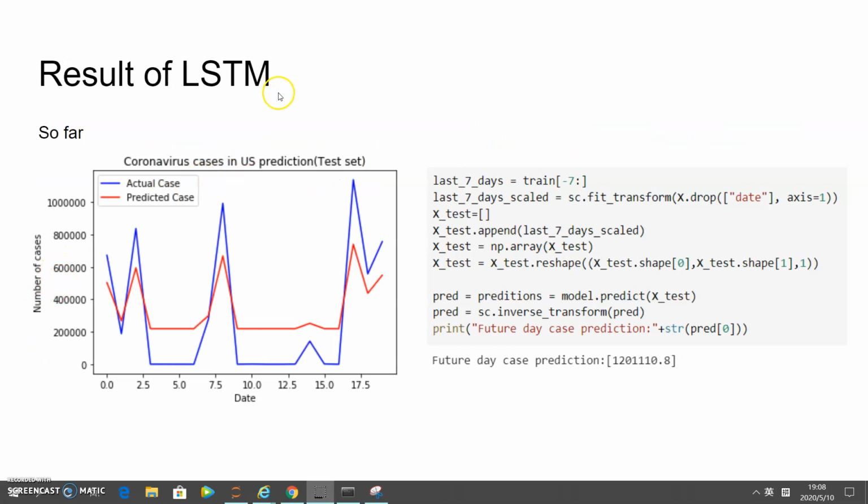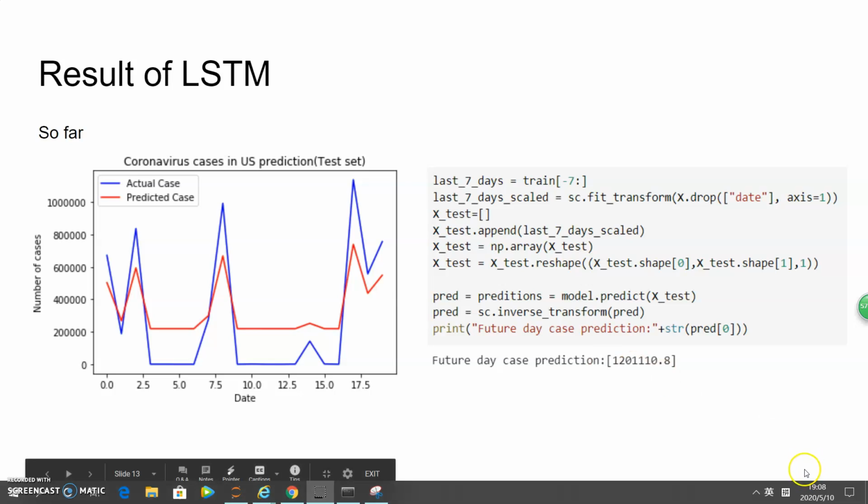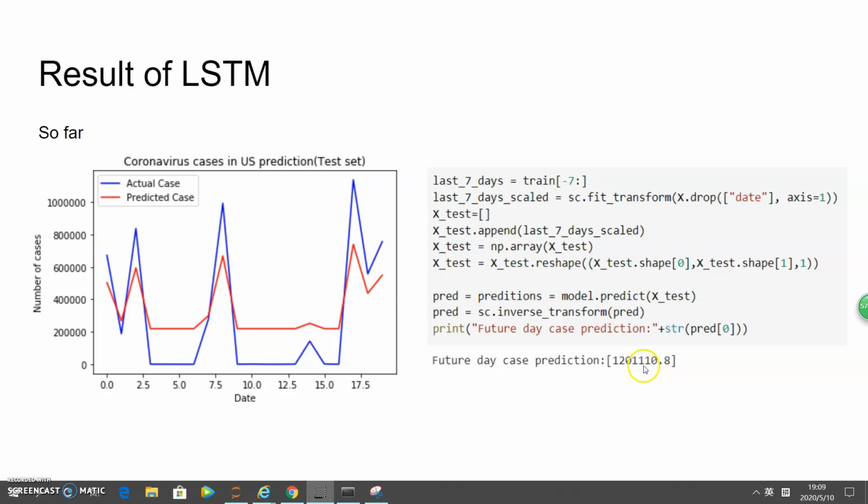For the result of LSTM, so far we get the model. Our model is overfitting. We input the last 7 days of data to predict the next day's number of cases, which means we use the last week's data to predict the 2020 May 9th value, which is 1.2 million and 1,110.